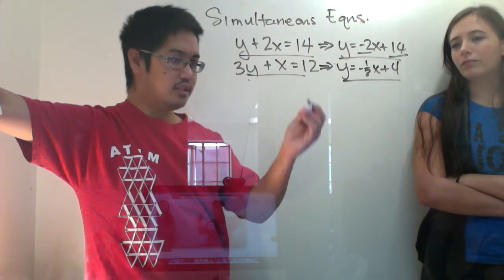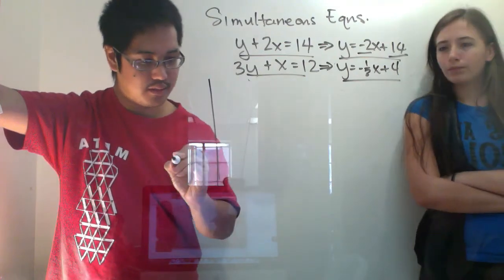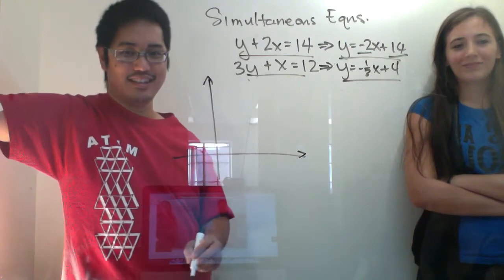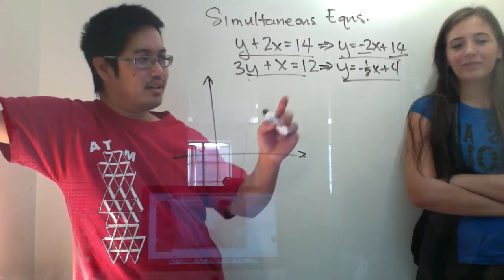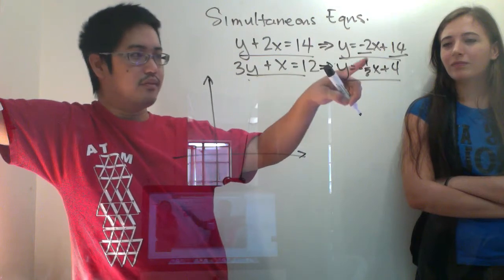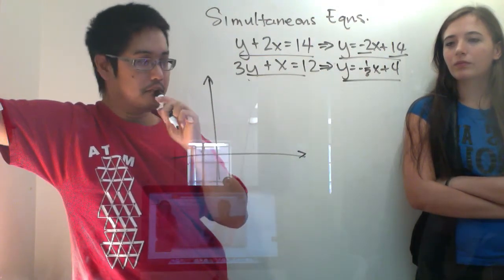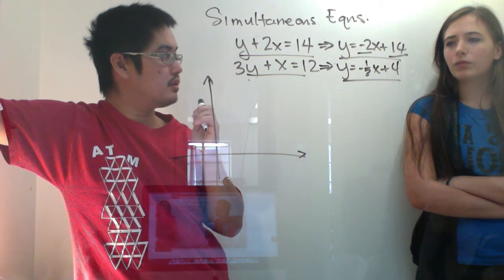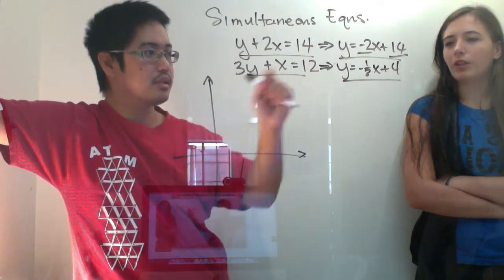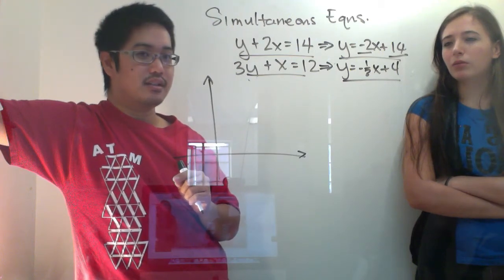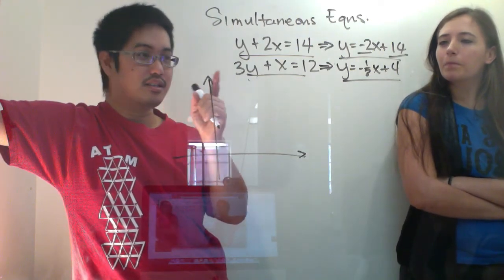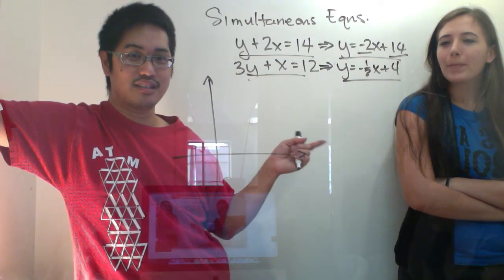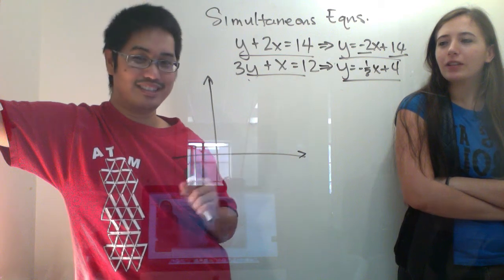All right, let's see. Let's graph that, just to try. All right. This thing has a slope. What is the slope of this line right here? Do you know what it is? What's the slope of this line? 2. It's not 2x. It's not 14.